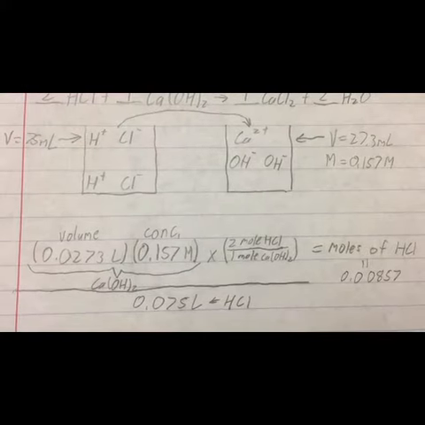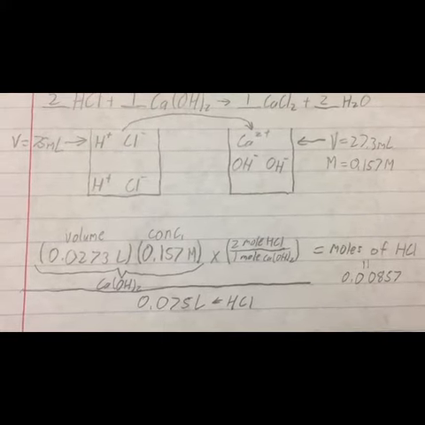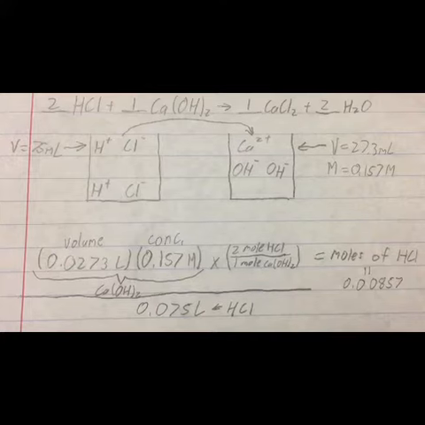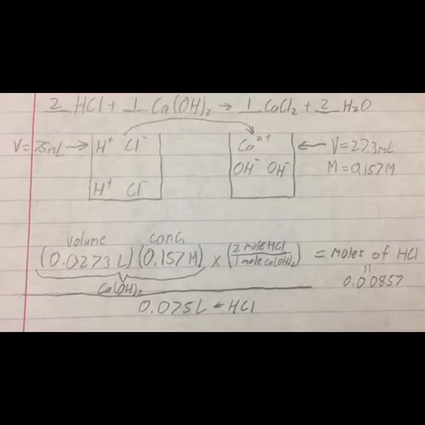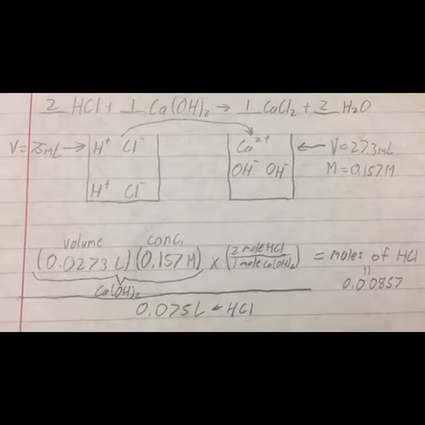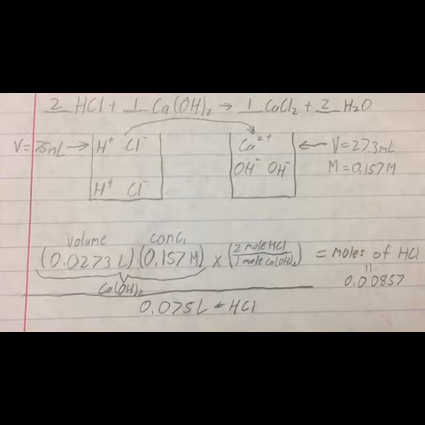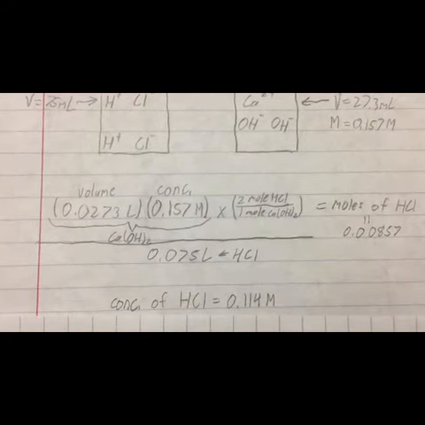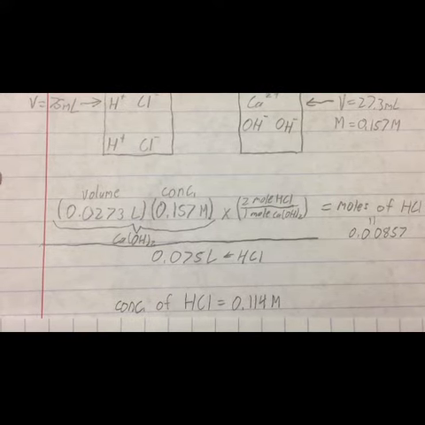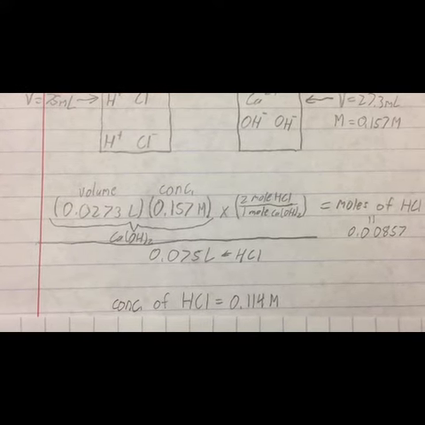In our last step, we divide the moles of the hydrochloric acid by its volume. Since volume times concentration gives moles, moles divided by volume gives you concentration. Dividing 0.00857 by 0.075 liters of hydrochloric acid gives us the concentration, which comes to be 0.114. And there you have the answer to your problem.